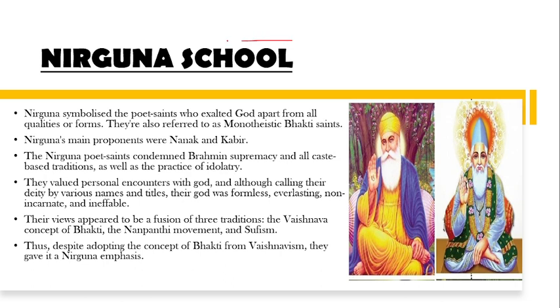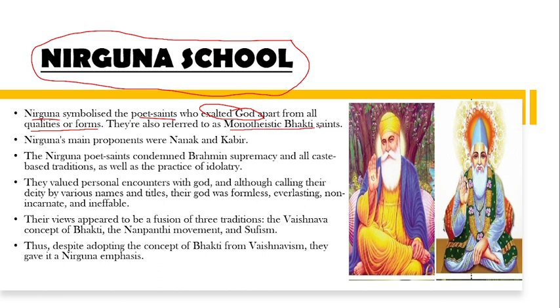So let's first see this Nirguna school of Bhakti. Nirguna symbolizes the poet saints who exalted God apart from all qualities or forms. They are also referred to as monotheistic Bhakti saints. The Nirguna's main proponents were Nanak and Kabir. The Nirguna poet saints condemned Brahmin supremacy and all caste-based traditions as well as the practice of idolatry. So the Nirguna school said we are going to do a monotheistic bhakti, meaning we are going to surrender to one God.